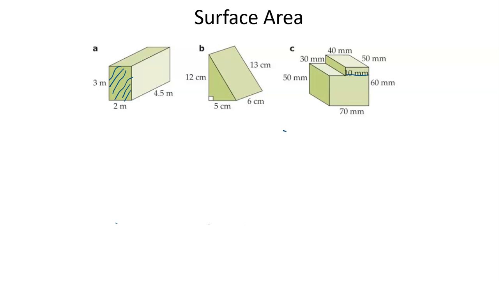If we treat that as the cross section, that's 3 times 2. Okay, and then we can double that because there's one at the back, so times it by 2 again. So that's the area of this bit and the area of the end. And then we can say plus, and we need the perimeter of this, which is 3 plus 2 plus 3 plus 2.